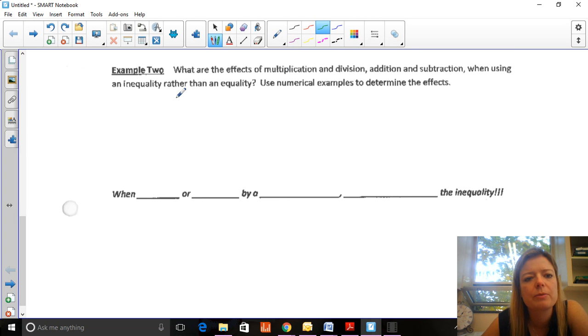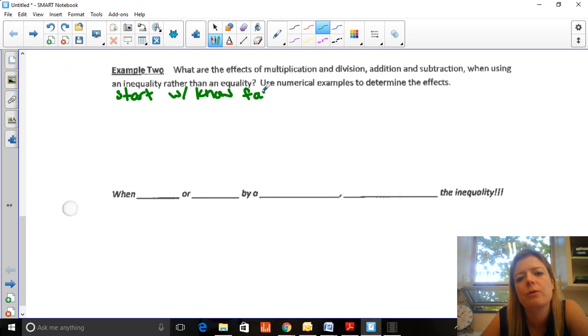So we're going to start with a known fact. We're going to start with a known fact that 4 is less than 8. Okay, so this is our numerical example. So what happens when you do addition?